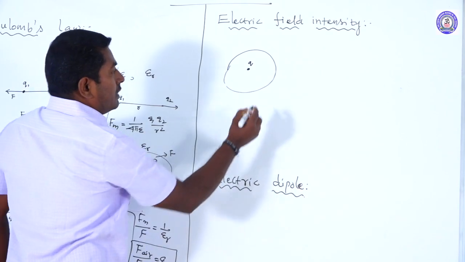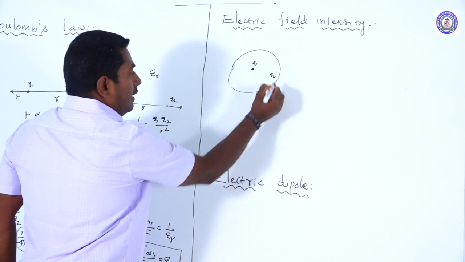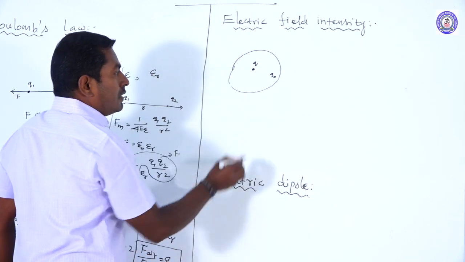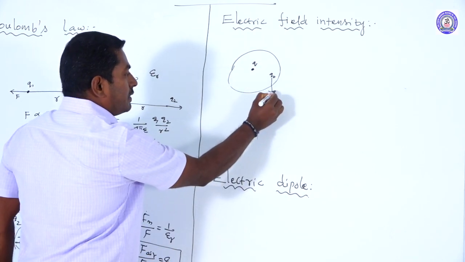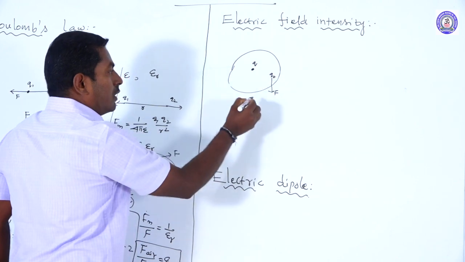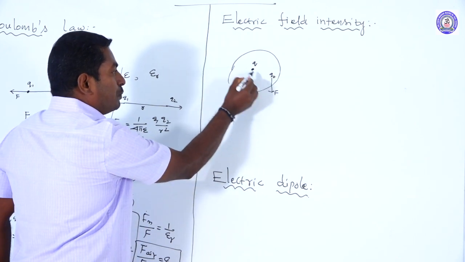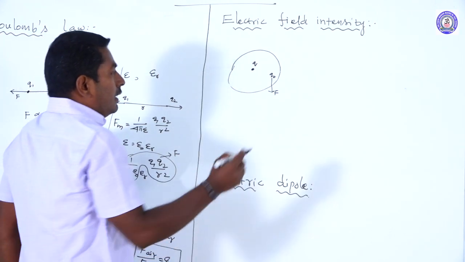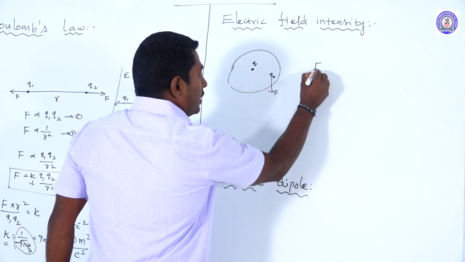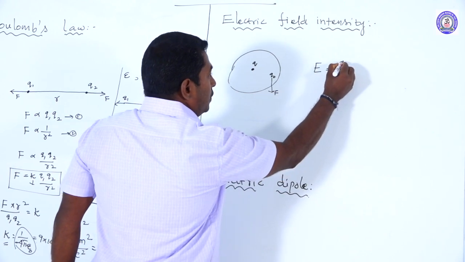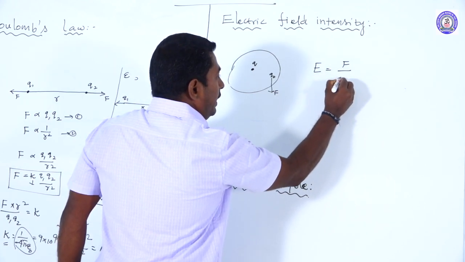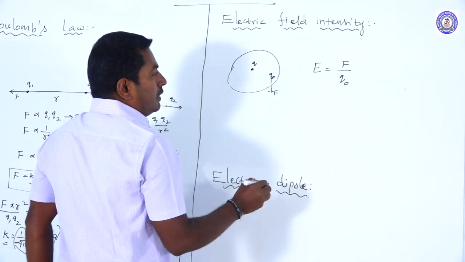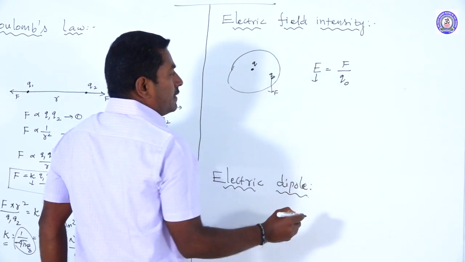Then let us consider one test charge Q0. The test charge is placed within the region around the source charge. The test charge experiences an electric force. Electric field intensity, notation E, which is equal to the electric force experienced per unit test charge kept at that point, is called electric field intensity.